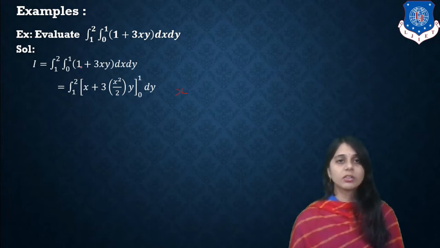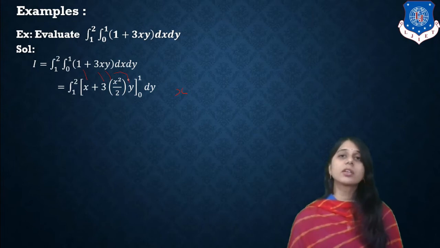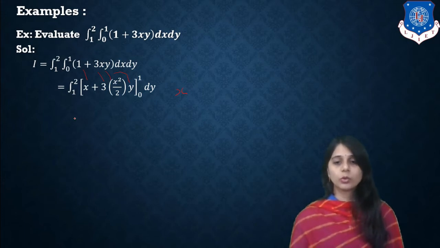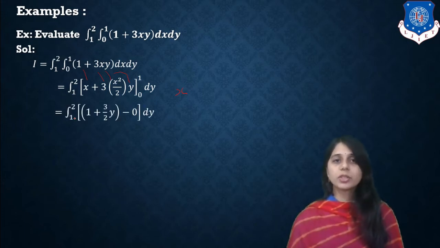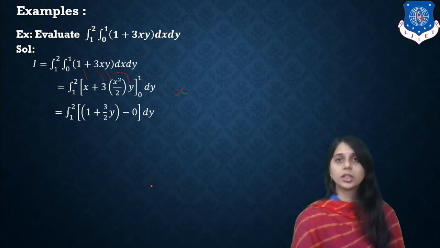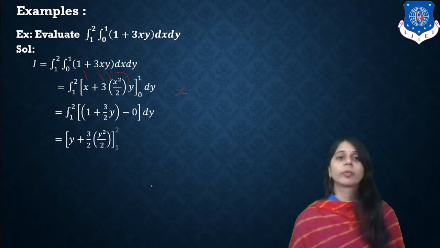So what is integration? Integration of 1 is x, 3 as it is, x is x square by 2 and y is as it is, because when we are dealing with the x integration, y is a constant. Put the value of 0 and 1, upper limit and lower limit. We get 1 plus 3 by 2y minus 0.